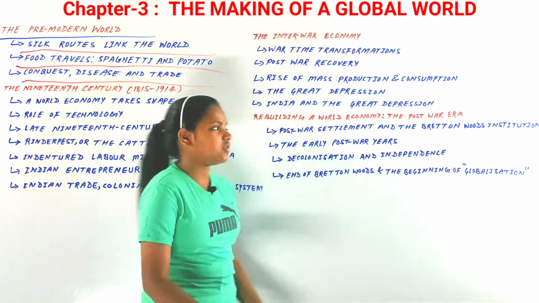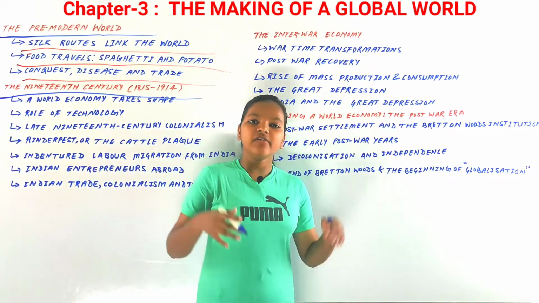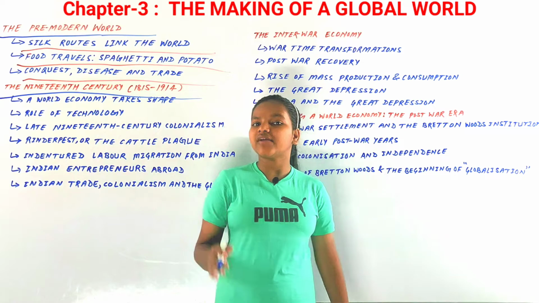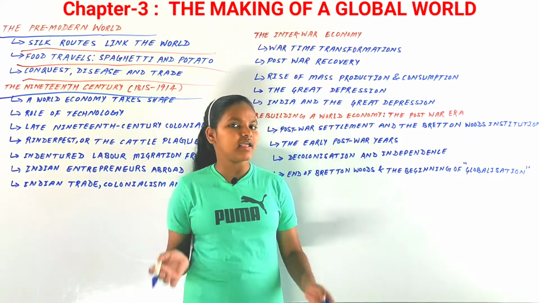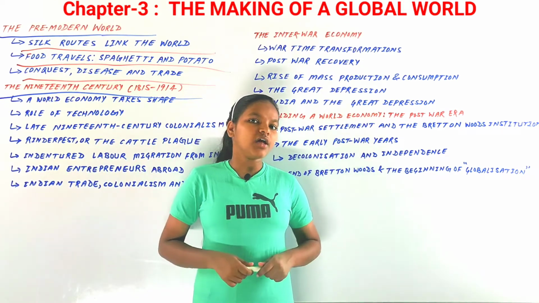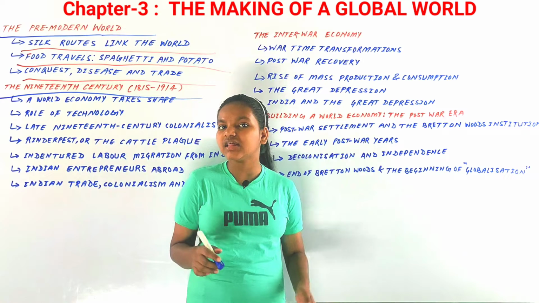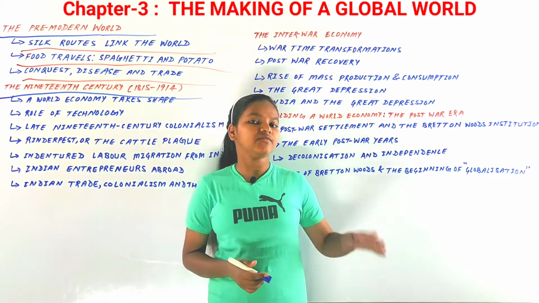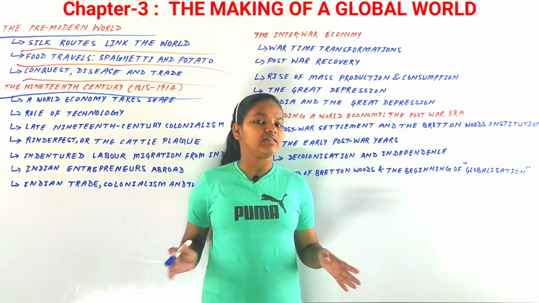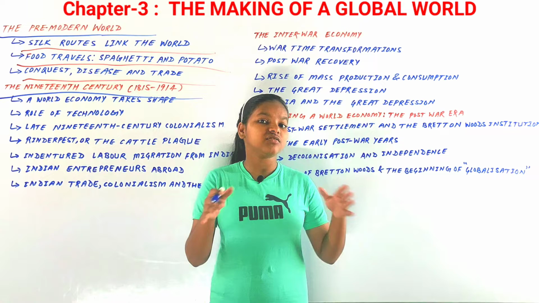Now our next topic is the 19th century, 1815 to 1914. Now we'll look at the situation of the 19th century across our world. That was the period of 1815 to 1914. During this period, the world changed profoundly and so dramatically. There were economic changes, cultural changes, political changes and social changes that could be seen in the 19th century, between 1815 and 1914, all over the world.